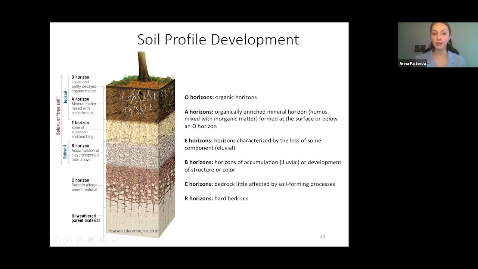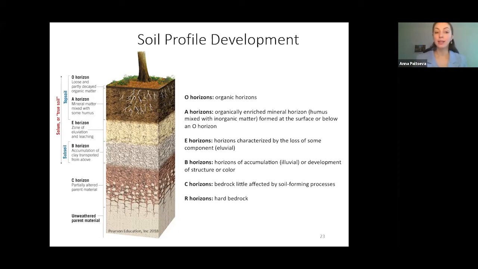The O horizon is typically present at the very top, and depending where we are, it can be very thin, it can be absent, or it can be very thick. In my hometown in Russia, we have a very deep organic layer because of the fibrous grassland roots. If you're on the Great Plains in the United States, you will see it as well. In a tropical rainforest or any other forest, you may see only organic litter on top, not much in the soil itself. So the O horizon is the organic horizon.